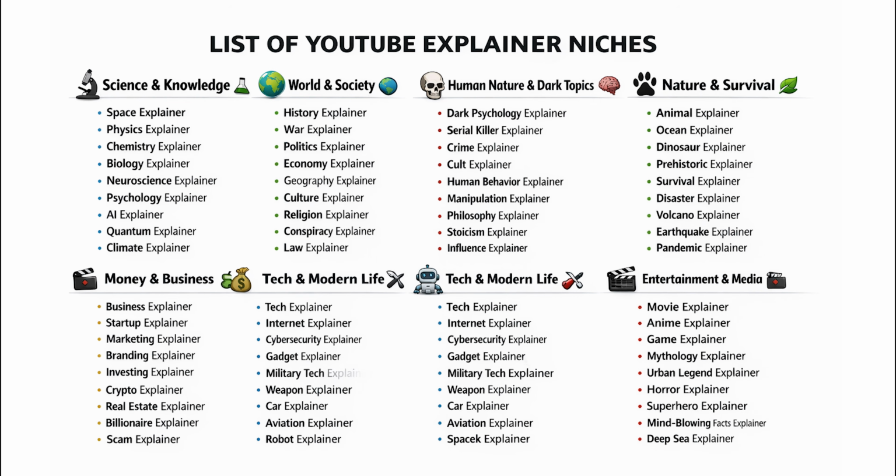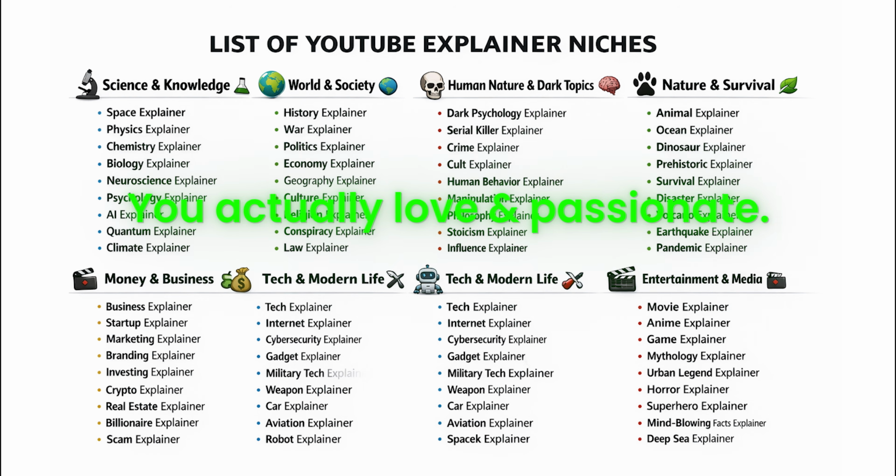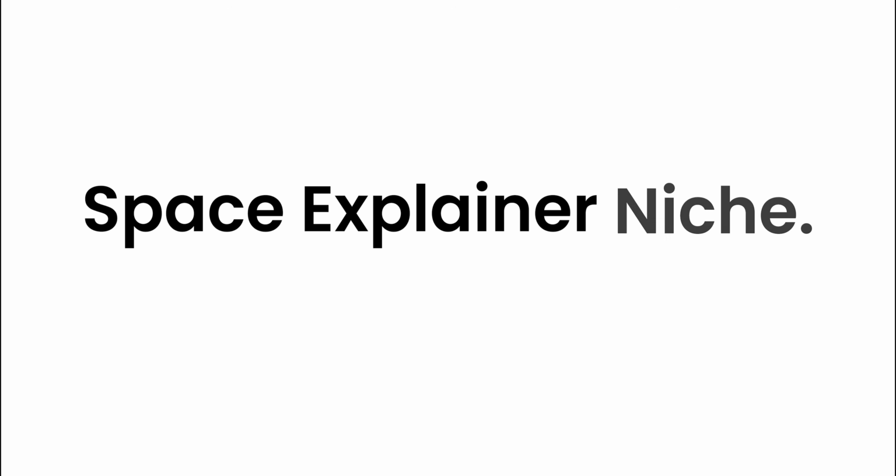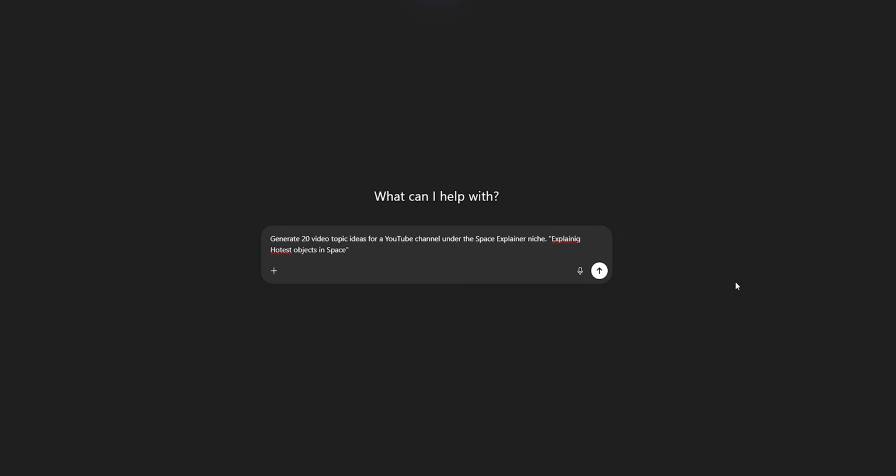Okay, so this is the list I made. Take a screenshot and decide which niche you are going to do. When selecting the niche, do something that you actually love and are passionate about. Just for this example, I'm going to select Space Explainer and the Science category. Now, we can start the content creation process.